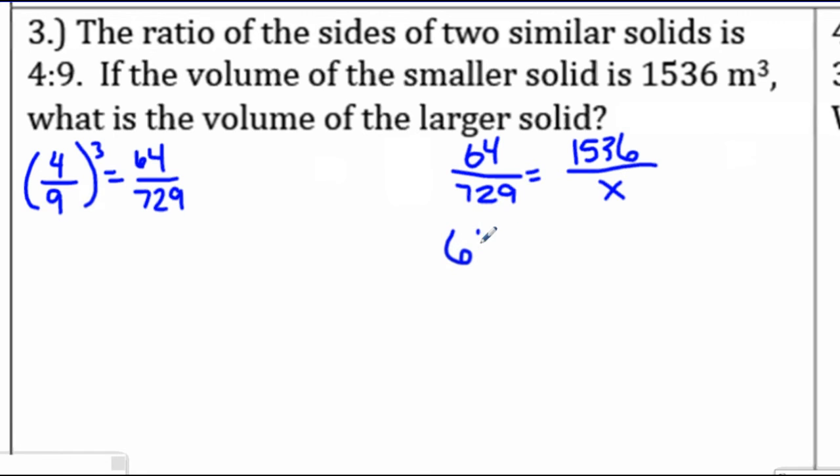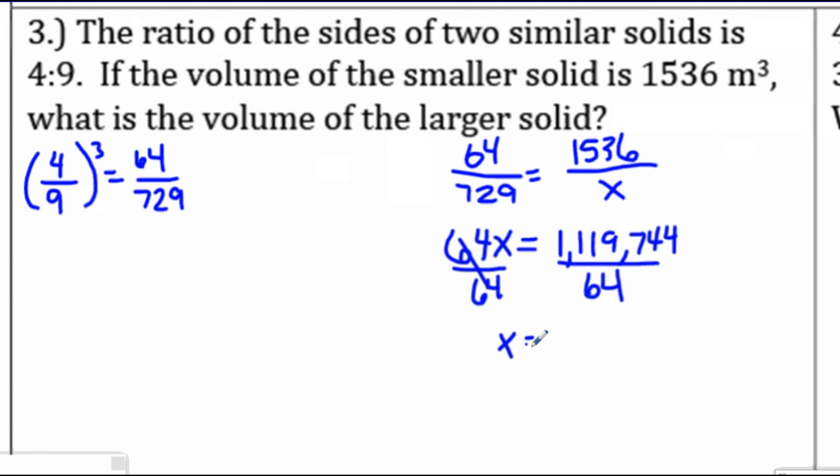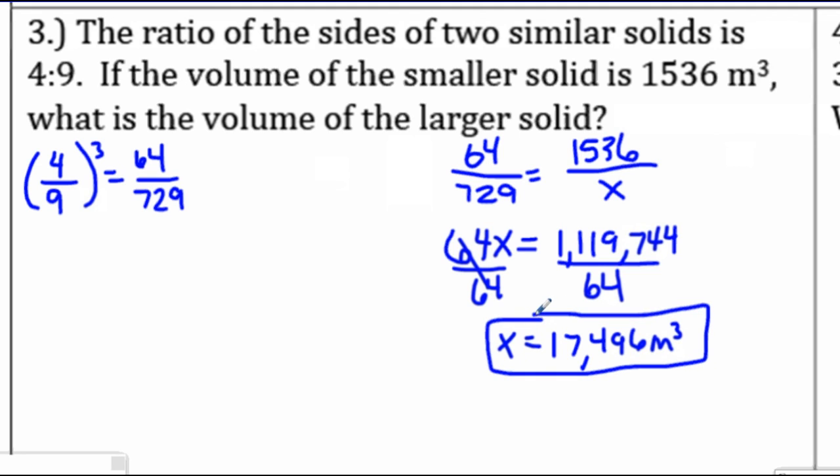At this point, you just want to cross multiply. So we have 64x, and let me just type it in here. When you cross multiply on the other side, you have 1,119,744. Just divide by 64, both sides. Type that in the calculator, and we get x to be 17,496. And this problem said that the volume was in cubic meters. So when you practice 4 and 5, it's very similar to this question. So just continue on with the worksheet.